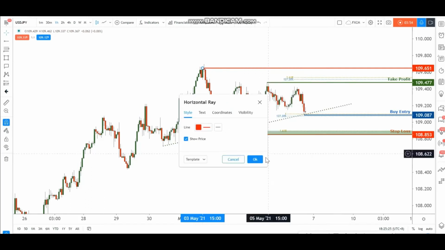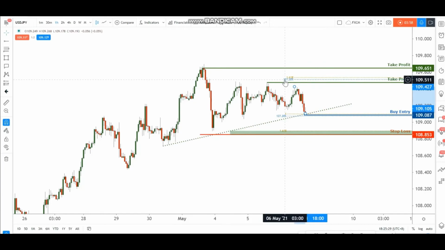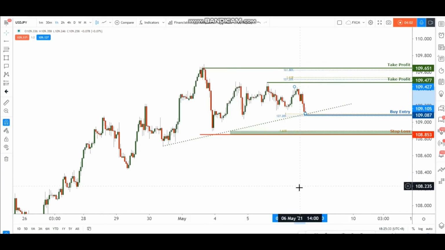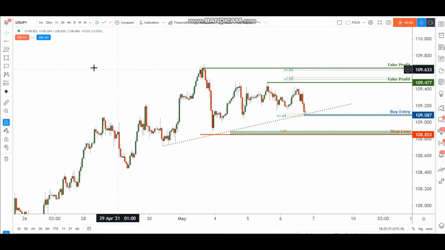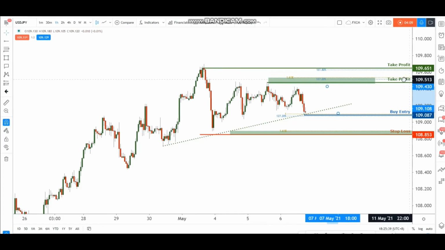For take profit 2, I will just open up the 161.8% level of our retracement. So this retracement, I open up the 161.8% level, and it is directly at our take profit level. So let me just highlight all these levels as our bearish level.